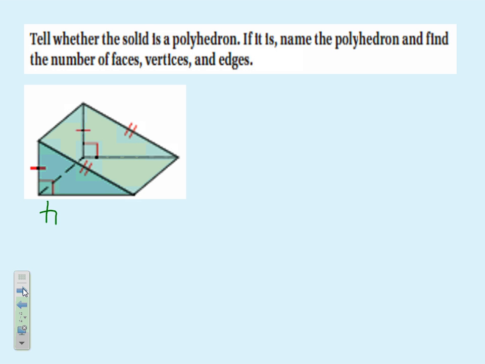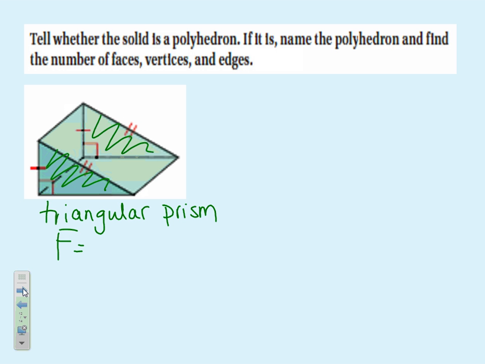This would be a triangular prism. Again, because there are two sides that are triangles and the rest are rectangles, he is considered a triangular prism. Now if we were to count the number of faces, vertices, and edges, let's start with faces first. Faces are those flat surfaces that make up this shape. So how many faces would it have? Well, there's two triangles, front and back, and then there'd be three rectangles if I followed all the way around. So two triangles, three rectangles together makes 5 total faces.